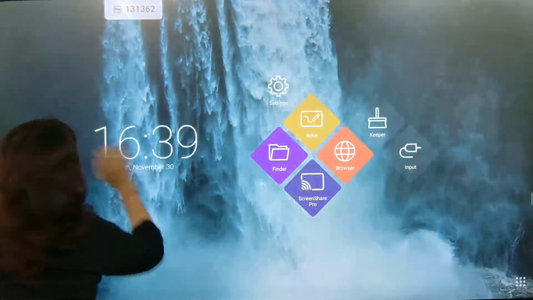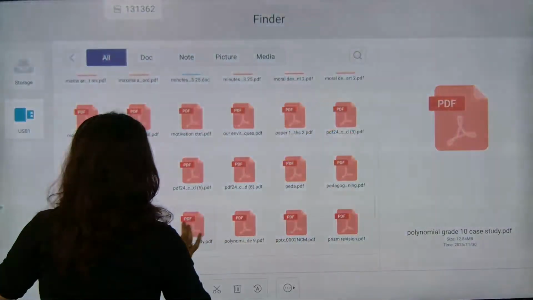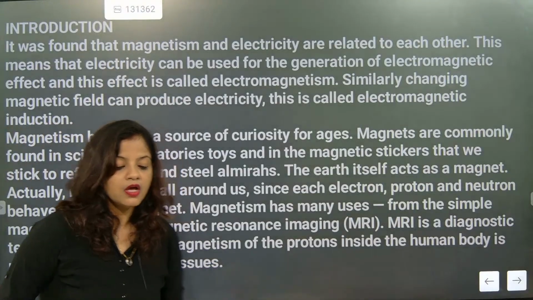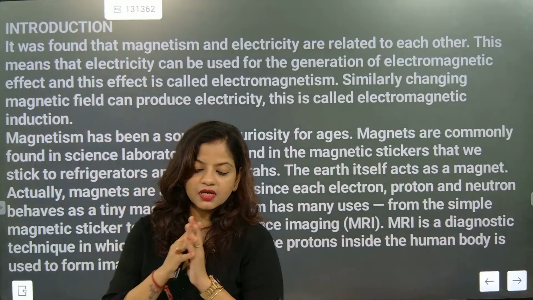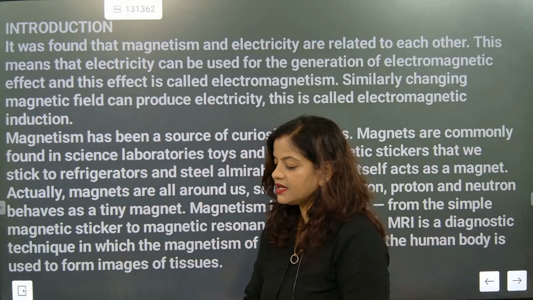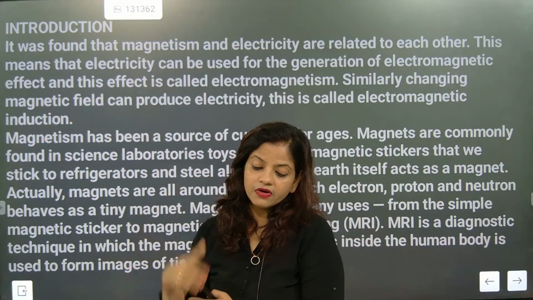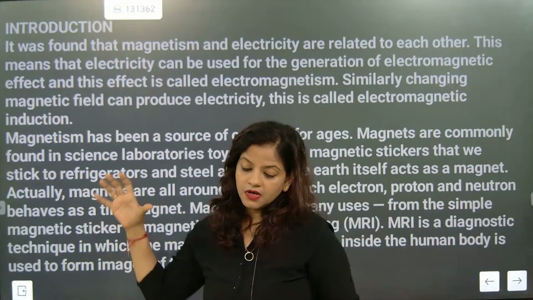So now let's go to the next part. We have understood this section. Is it clear? Last time I'm asking, is it clear what is the meaning of induction?